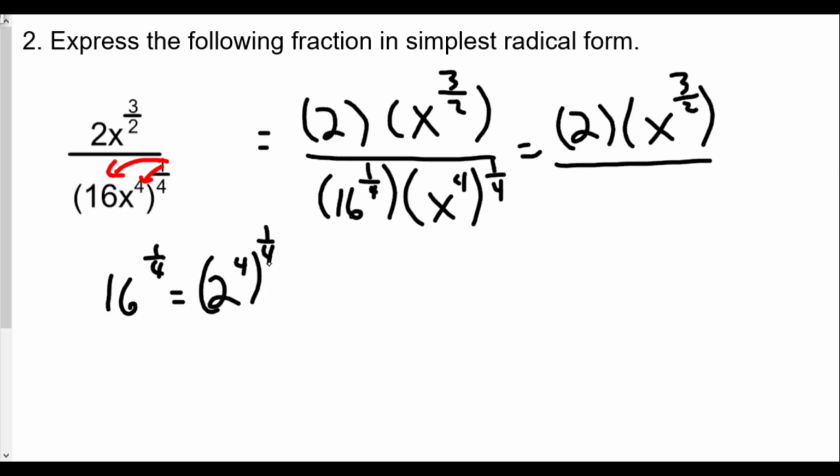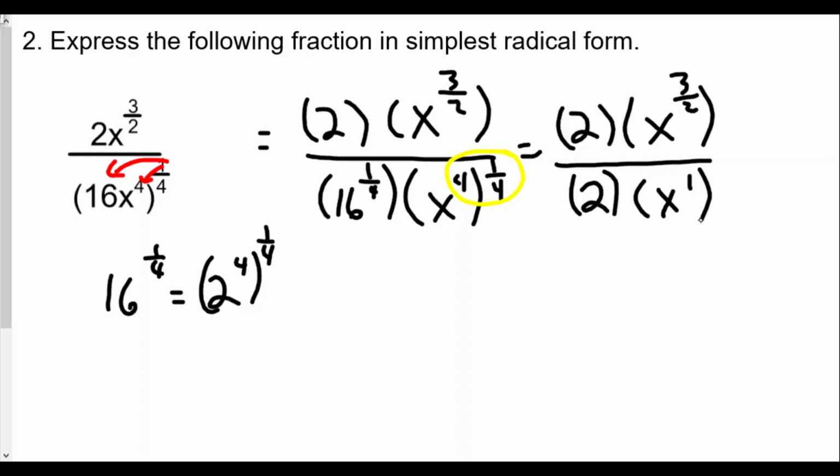So 2 to the 4th power raised to the 1/4 is just going to be plain old 2, because when you raise a power to a power, we multiply exponents. And the same way, x to the fourth raised to the 1/4, we multiply these exponents and get x to the first power. You don't have to put the first power down, but I like to put it there.